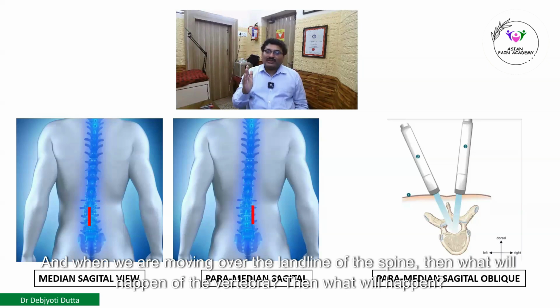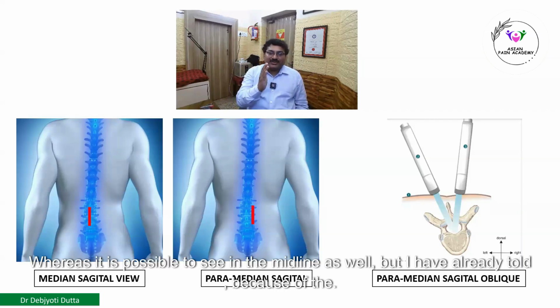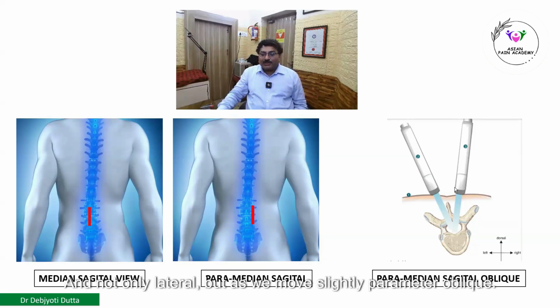And when we are moving over the lamina of the vertebra, what will happen? We'll be able to see a little bit of the anterior complex. Whereas it is possible to see it in the midline as well, because of the angulation, we see a little less, we don't see much. But as we go slightly lateral, to the paramedian view, then we see the structures better. And not only lateral, but as we move slightly paramedian oblique, that means we are looking a little from the sides.